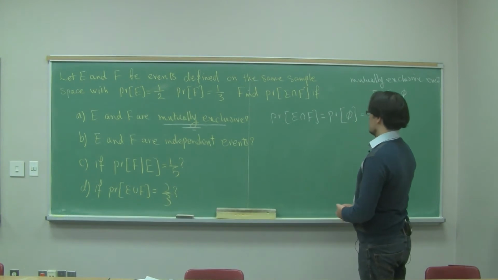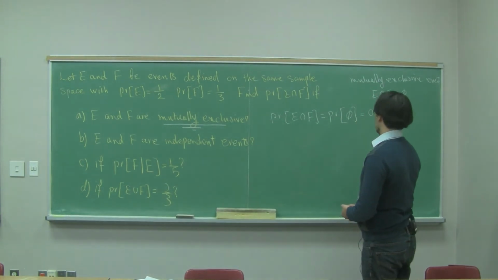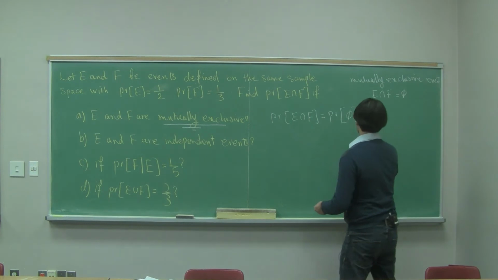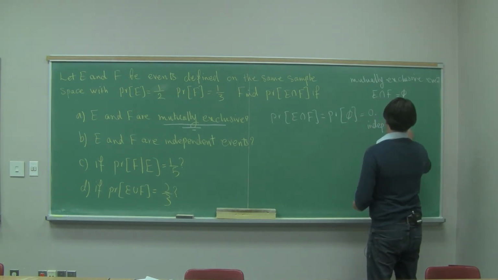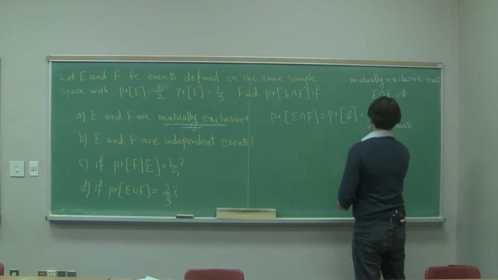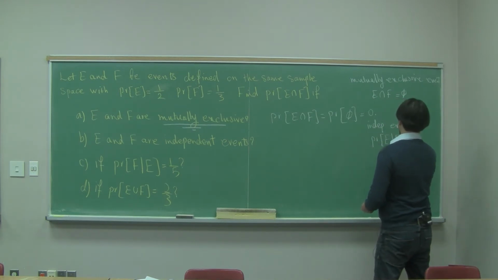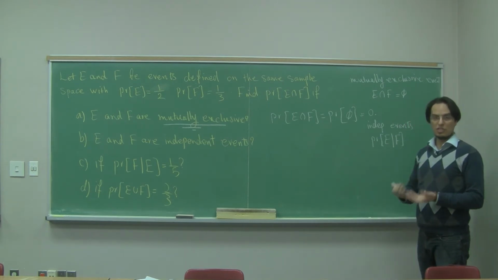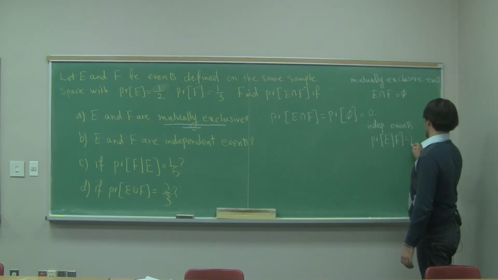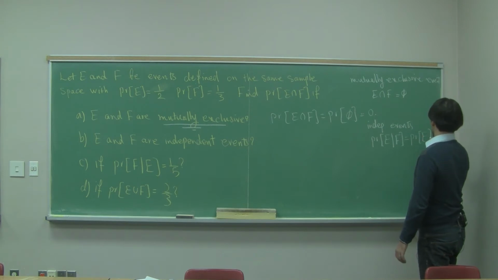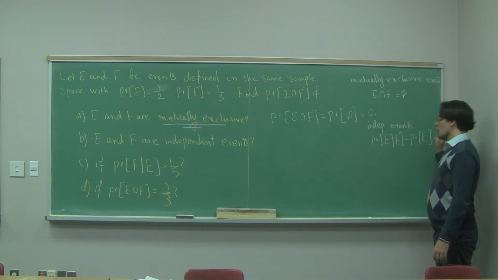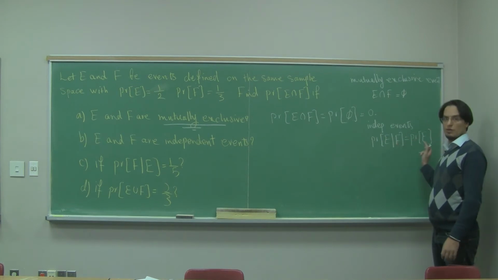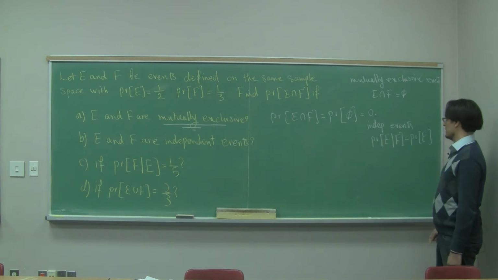How about if E and F are independent? What does E and F independent mean? Independent means that knowing whether F happened or not doesn't change the probability of E. So the probability of E stays the same whether or not we know that F happened already. So this is the definition of independent events. In this case, we say E and F are independent.